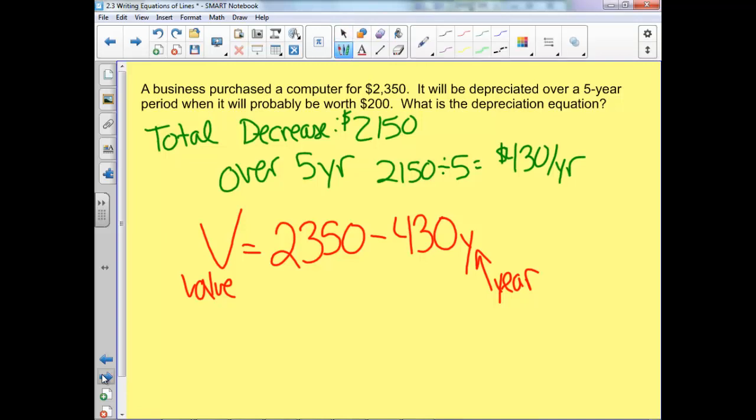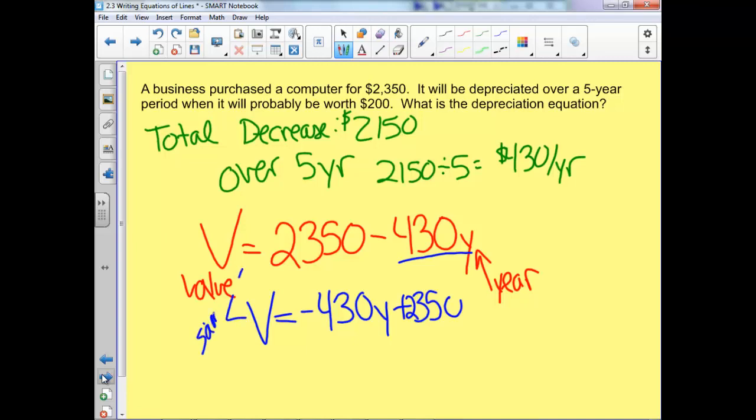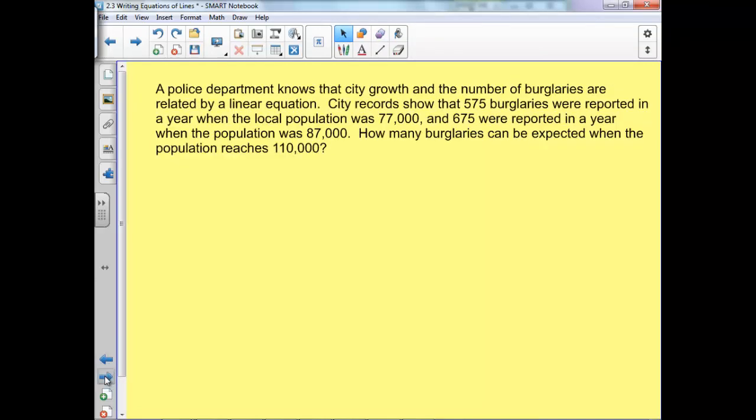Another way of writing this is so that our variable is first, like it was in our slope-intercept. You could rewrite it like this, but these are the same. So it doesn't matter. Alright, so now, same idea. We're going to just use our logic here to get through this problem.